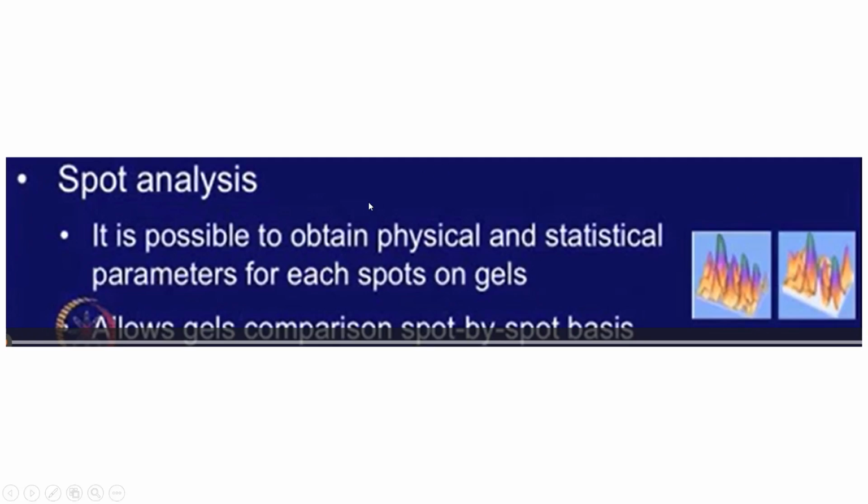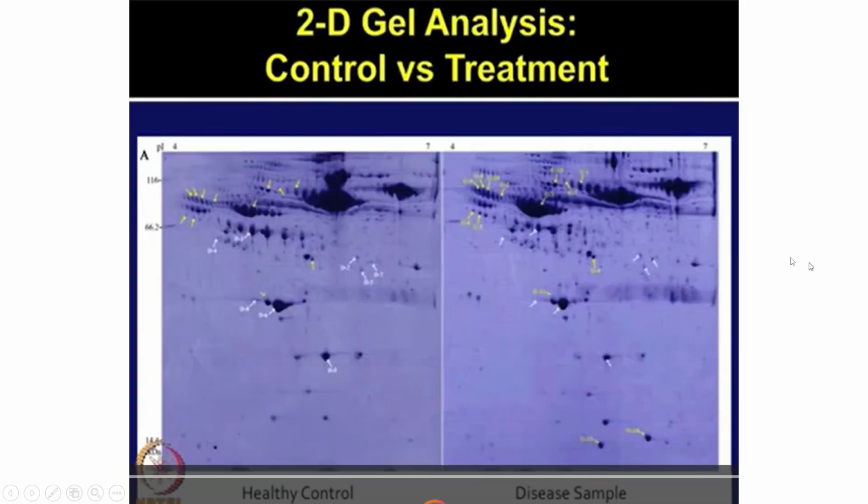So there is spot analysis as well, like each specific protein. It is possible to obtain physical and statistical parameters of each spot on the gel itself, and it allows you to compare on a spot by spot basis as well. That's the spot. So this is how complex a gel looks basically.